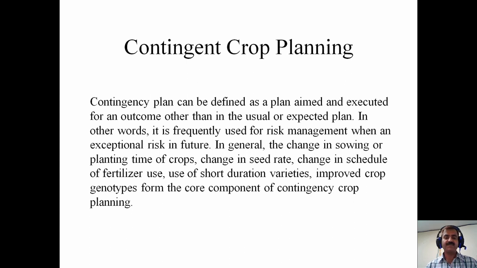What does it mean? It means that when we will sow the crop, when we will transplant the seedlings, when we will apply fertilizer, when we will apply irrigation, when we will apply different tillage operations, when we will apply chemicals, and when finally we will harvest the crop. So this is normal planning of the crop, and this planning is carried out on the basis of normal climatic conditions.